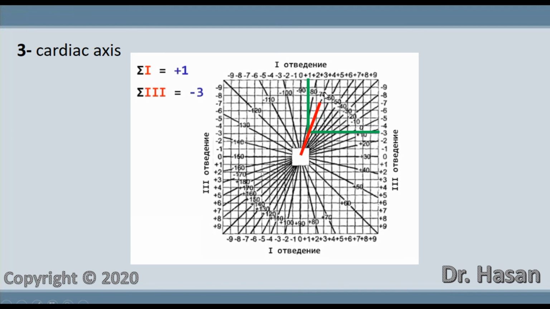Remember, we said that if the angle alpha is in the range from plus 0 to minus 90, and this is minus 70, it means that it is in this range. Then this is a deviation of the electrical axis of the heart to the left. In other words, it is a left axis deviation.